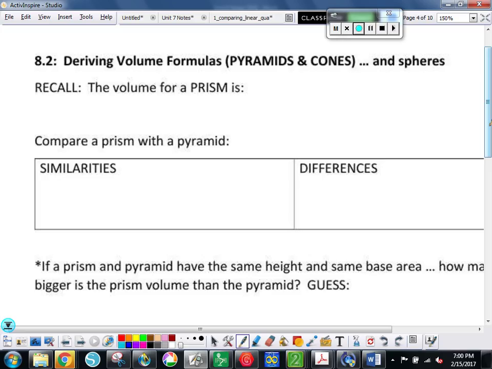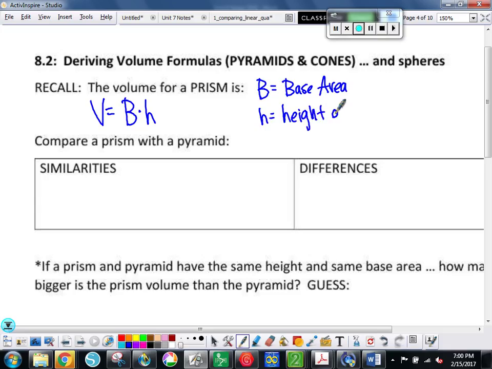So let's recall what the volume is for a prism. If I'm looking for just the basic volume formula, I have to take the base area and multiply it by the height of the prism. Again, B stands for area of the base, or base area. H is the height of the prism. So this H has nothing to do with the base itself.